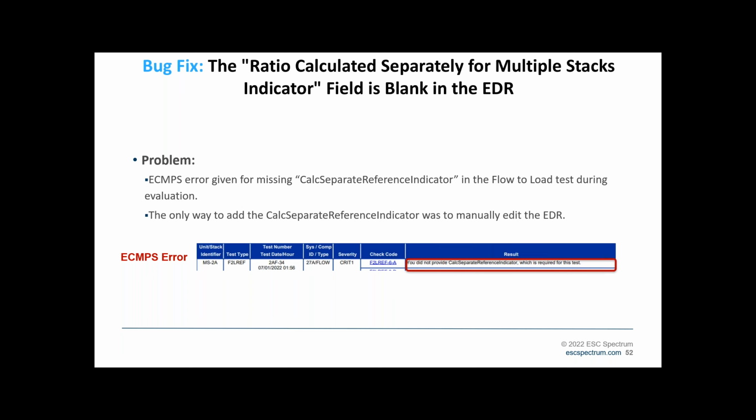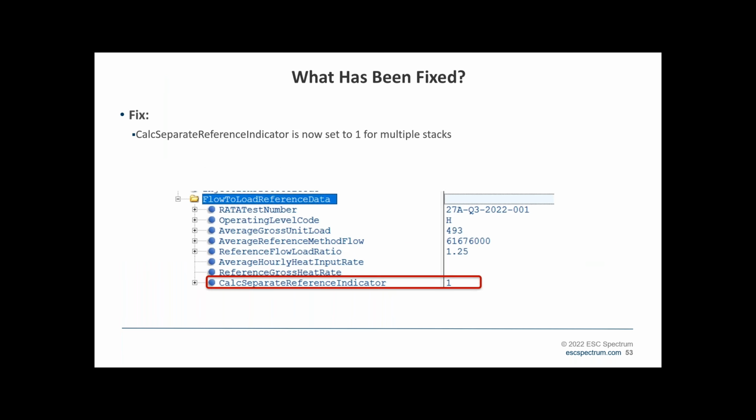The ratio calculated separately for multiple stacks indicator field is blank in the EDR, which results in an ECMPS error. The only way to fix the indicator is to manually edit the EDR. Now the indicator is set to 1 for multiple stacks.